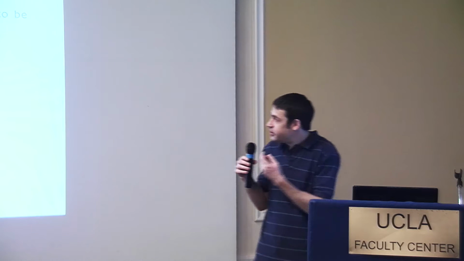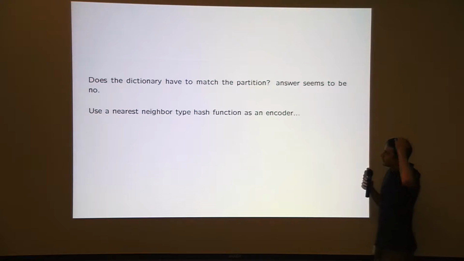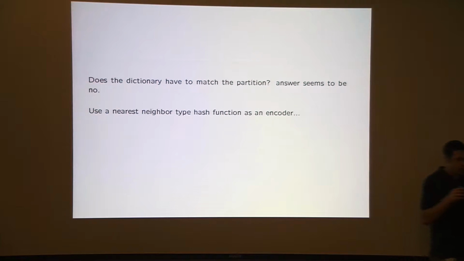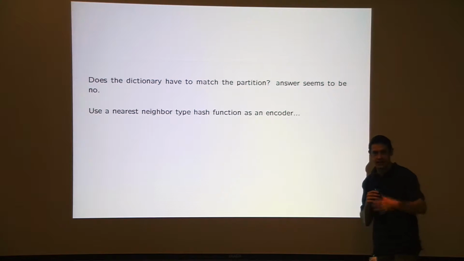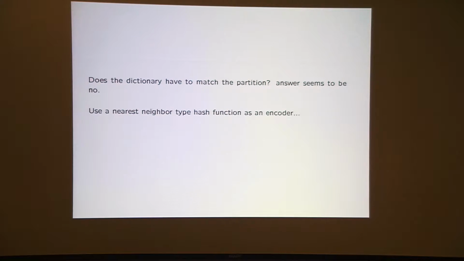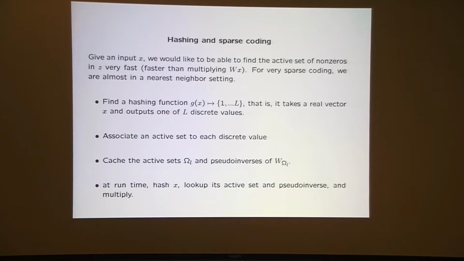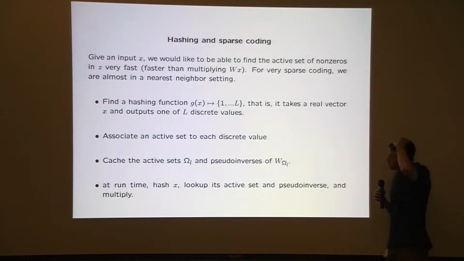So the question is, can you do anything else? And it turns out you can. It turns out that the partition you're using doesn't need to have anything to do with the dictionary. You can just use a nearest neighbor type hash as an encoder. That's the long story. That's a short version of the story. So what do we want?